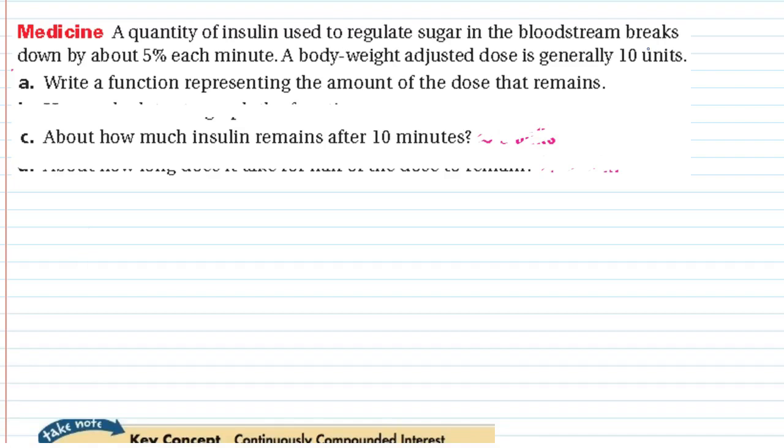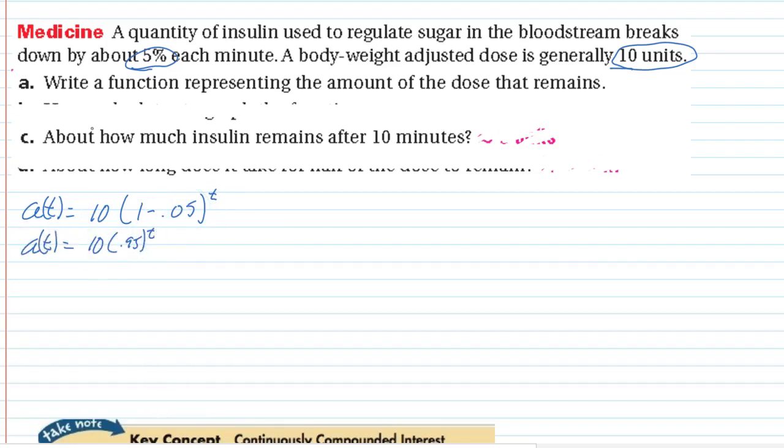The next question says, a quantity of insulin used to regulate sugar in the bloodstream breaks down by about 5% each minute. A body weight adjusted dose is generally 10 units. First, they want us to write a function to represent the amount of dose that remains. In order to do this, we need to figure out what our initial amount is. Our initial amount is 10 units. And our percentage is 5%. Now, we're going to be decreasing because it's breaking down. So we would say our final amount is equal to our initial amount times 1 minus 0.05, which is our rate, to the power of time. Now 1 minus 0.05 is going to be 0.95.